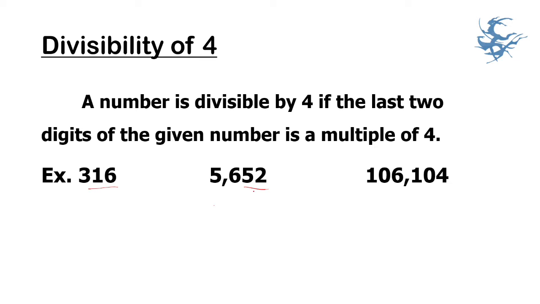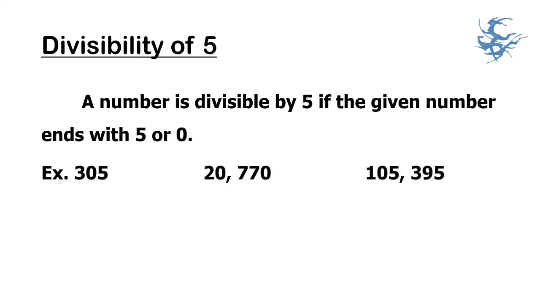And since it is a multiple of 4, hence the whole number is divisible by 4. Okay, so far so good. Let's go with our divisibility for 5. A number is divisible by 5 if the given number ends with 5 or 0.